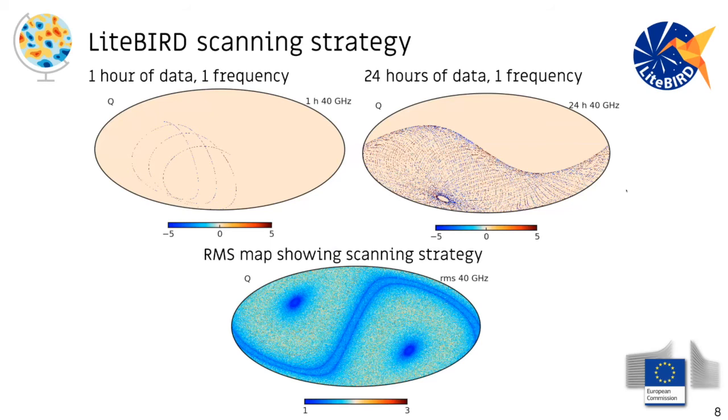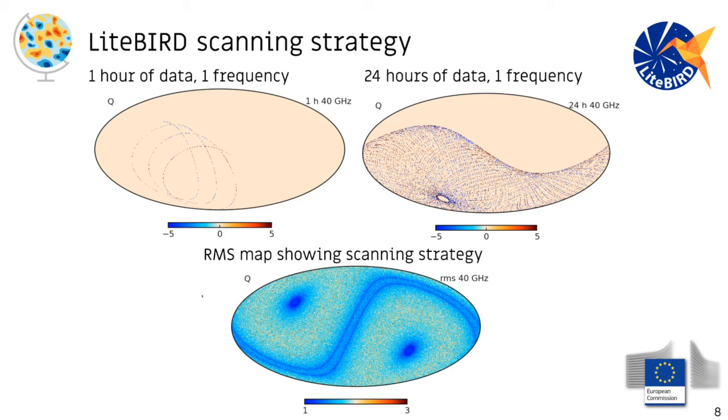Now for some results. Here are some plots showing LiteBIRD scanning strategy. So here's a resulting frequency map for 1 hour of data and 1 frequency. So you can clearly see the scanning strategy of LiteBIRD. And if you add just 1 day, 24 hours of data, same frequency, you get a quite decent sky coverage already.